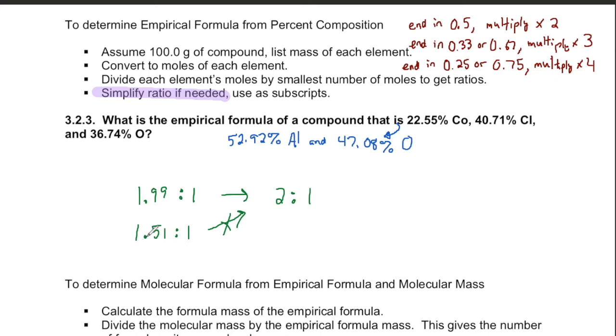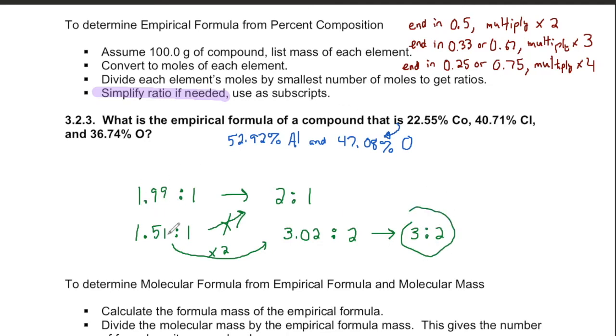Instead, what we could do, since this is basically 1.5 to 1, we have this half in here, what we can do to make this a whole number is multiply them both by 2. So if we multiply both of these numbers by 2, the 1.51 becomes a 3.02, and then the 1 becomes a 2. So this is effectively a 3 to 2 ratio, which is different from a 2 to 1 ratio. So we don't want to just round this off to be a 2 to 1 ratio when it's not. It's a 3 to 2 ratio.